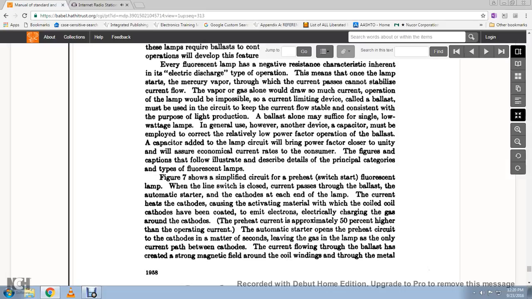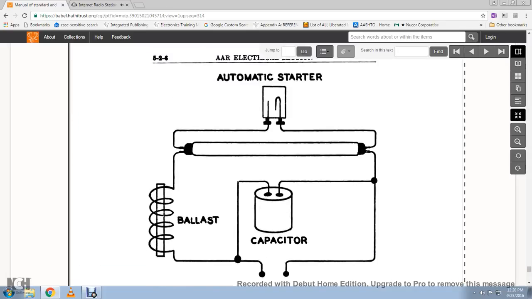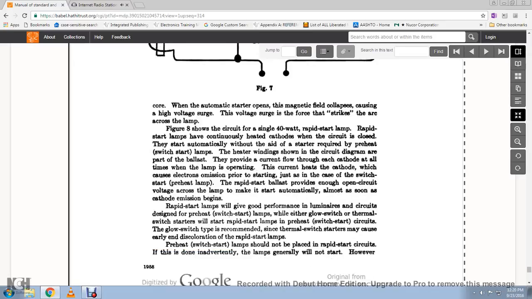The automatic starter opens the preheat circuit of the cathodes after seconds, leaving the gas in the lamp as the only current path between the cathodes. The current flowing through the ballast has created a magnetic field around the coils and windings. This shows an automatic starter, two lines with a capacitor, a ballast, and the tube filaments.